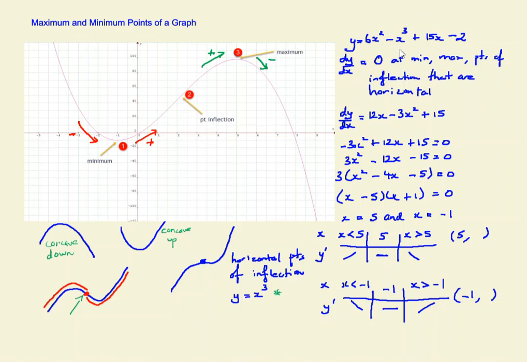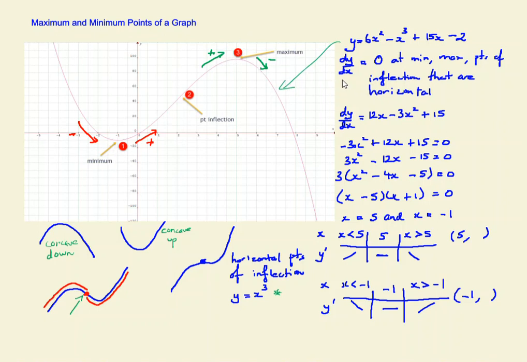But in this particular example, what we've got here is this function, y equals 6x squared minus x cubed plus 15x minus 2. And it's this curve that you see here. And what we're trying to do is to find the exact location of the minimum point number 1 and the maximum point number 3.